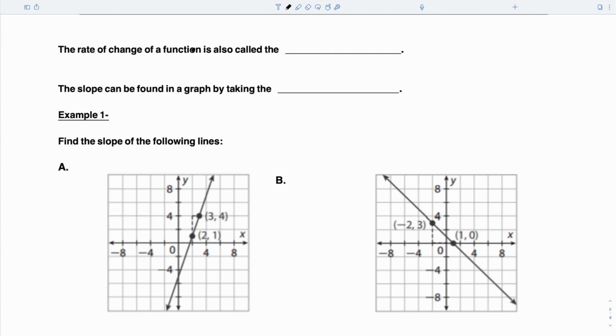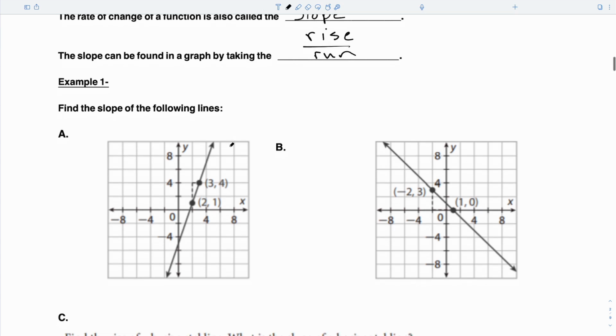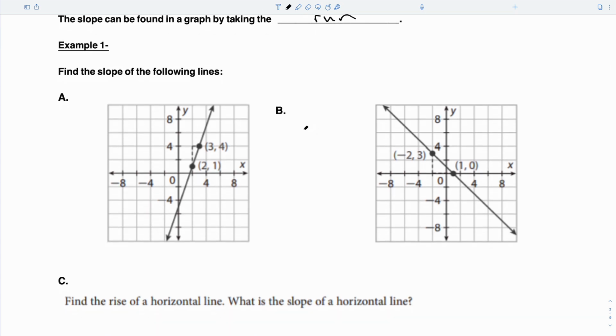So you guys know this, the rate of change of a function is also called the slope of the function. That's nothing new for you. The slope can be found in a graph by taking the rise over the run. Again, nothing new, you've already learned that. So when you're given a graph, here's your easiest way to find the slope.